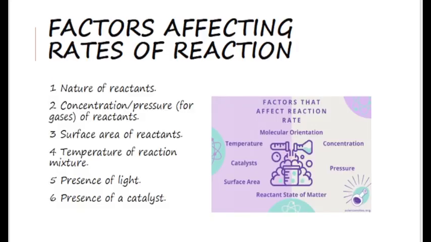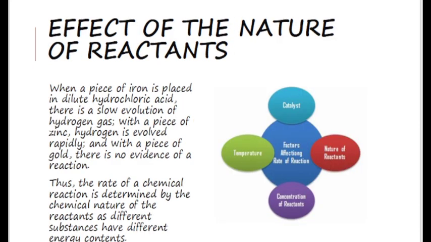Moving ahead. What then are the factors that affect the rate of reactions? The first factor is the nature of reactants. Then we have the concentration or pressure of the reactants. Then we also have surface area of reactants, temperature, pressure, and then the presence of a catalyst. Let's discuss this in detail.